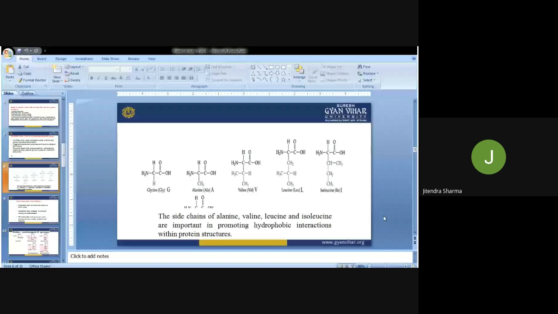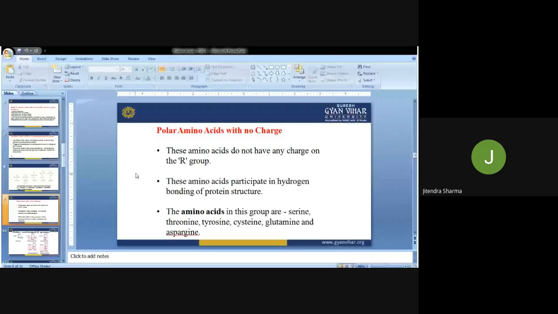Now the polar amino acids with no charge. These amino acids are very important. They do not have any charge on the R group. These amino acids participate in hydrogen bonding of protein structure.